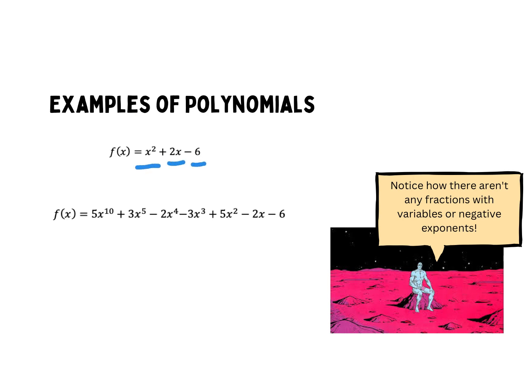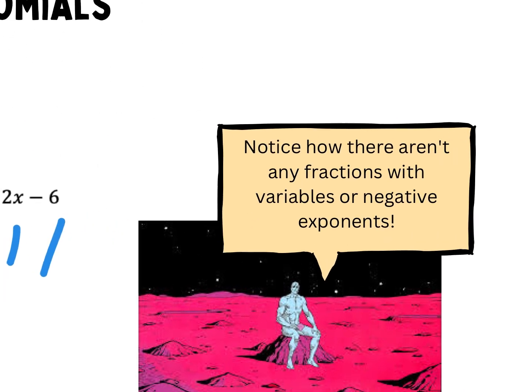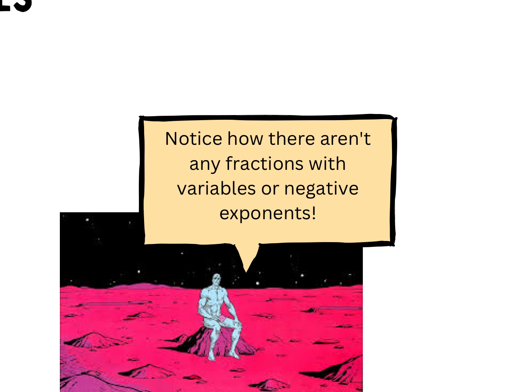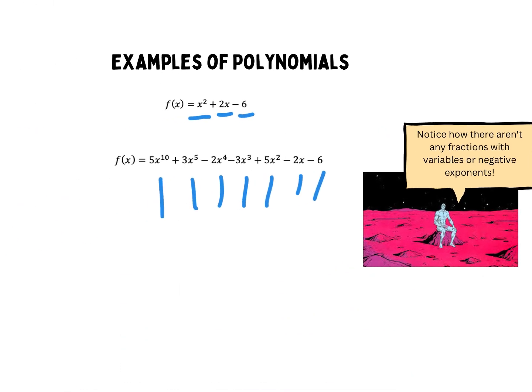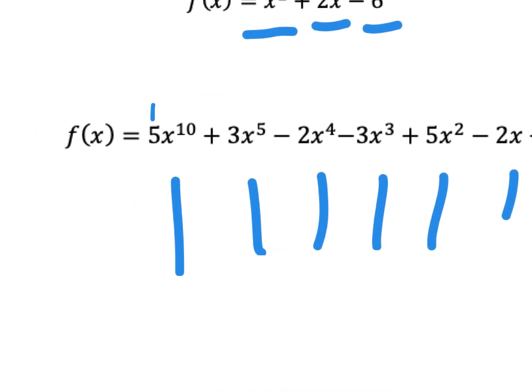This one's a trinomial because it's got 3 terms. This one's got 1, 2, 3, 4, 5, 6, 7 terms, and none of them had the same degree, and so none of them are like terms. Notice there aren't any fractions with variables or negative exponents. And that also applies to, you can't have a fraction like in front of it, like 1/5. They have to be whole numbers to be a polynomial.